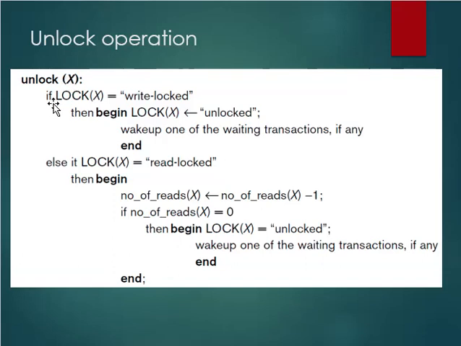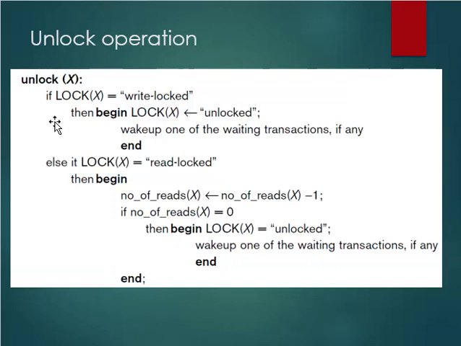The function definition is like this: if lock of x is equal to write locked, that indicates the transaction is currently holding it with the write lock permission. Then begin, lock of x is equal to unlocked, that is, it changes the write lock to unlocked state and wakes up one of the waiting transactions. If any transaction is currently waiting, you can wake up that transaction.